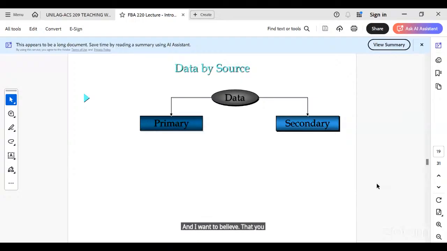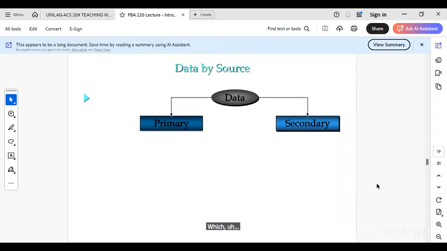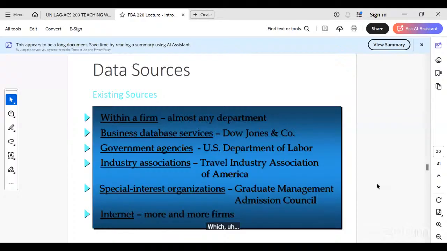So we discussed all of this last week, and I want to believe that you guys have revised and have accustomed yourselves with it. So we discussed different sources of secondary data. Remember, I discussed CBN, I discussed the Ministry of Education, NNPC, and so many other organizations.